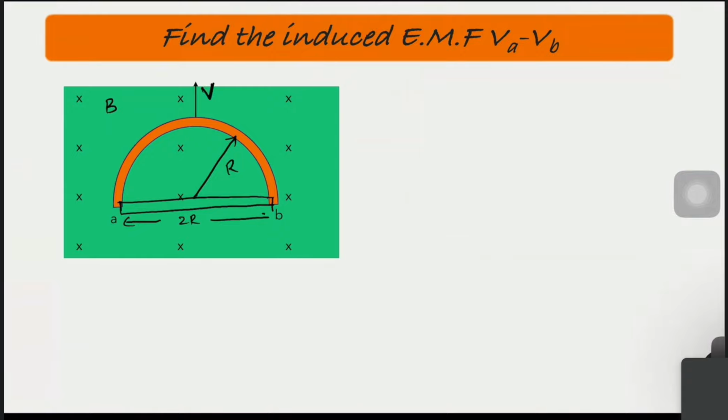So this 2R rod, how is it moving? It's moving with a velocity v in the vertically upward direction. So of the rod, what should be the induced EMF? BVL, and L over here is 2R. And which will be at higher potential? See the V cross B, you'll get it as leftwards. That means A is at higher potential. So VA minus VB will be 2BVR.